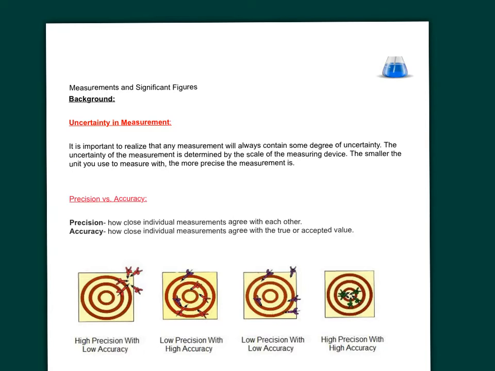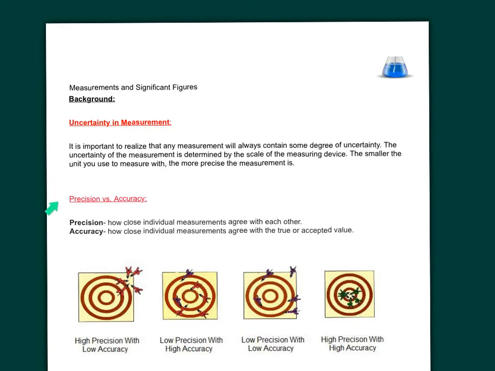So, uncertainty in measurements. It's important to realize that any measurement will always contain some degree of uncertainty. The uncertainty of a measurement is determined by the scale of the measuring device. The smaller the unit you use to measure with, the more precise the measurement is.